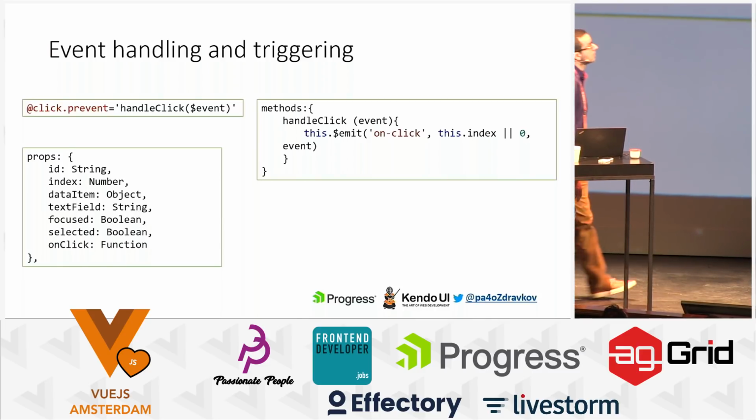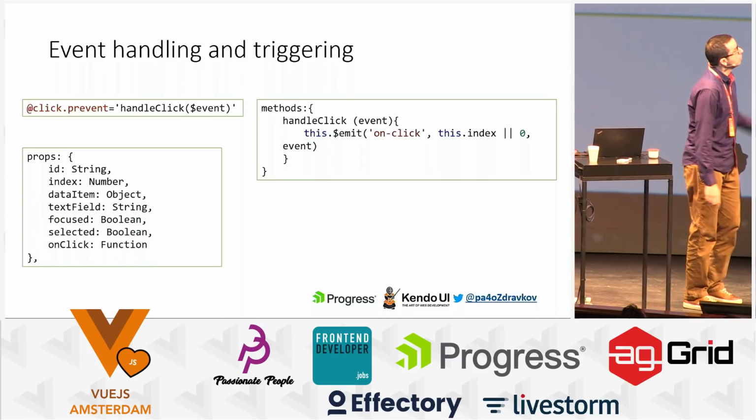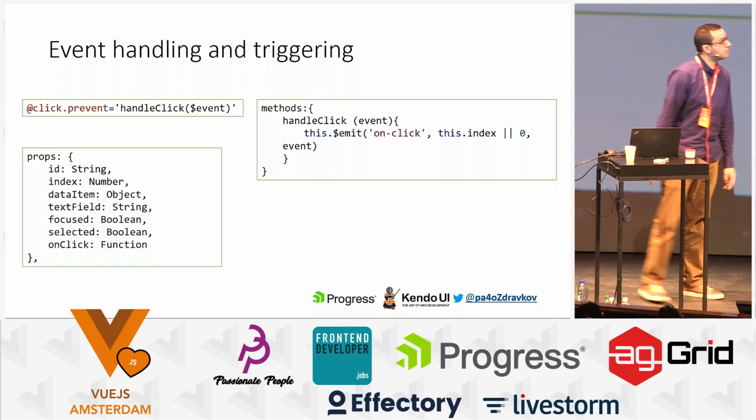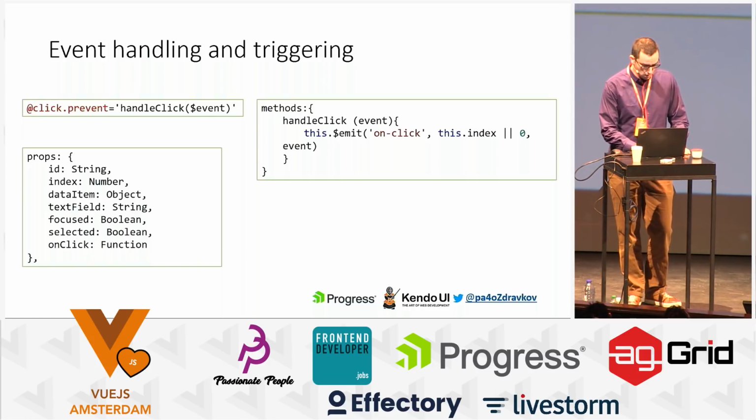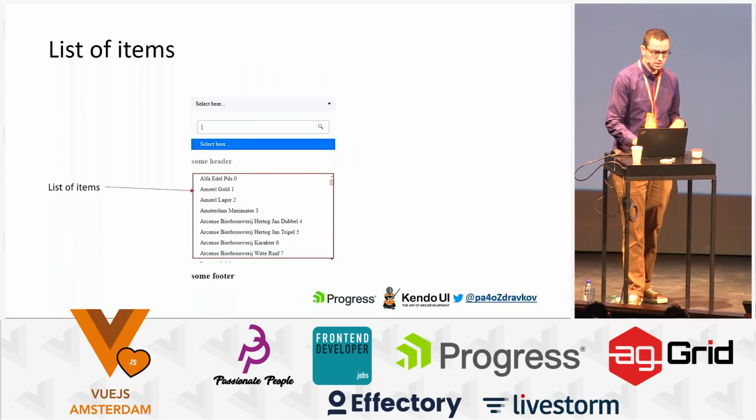If we want to emit after that the function to our parent component, we use the $emit function and pass our properties as parameters. And here are the props that I use for this very simple component.